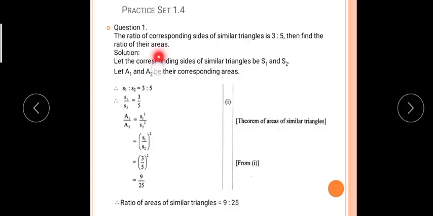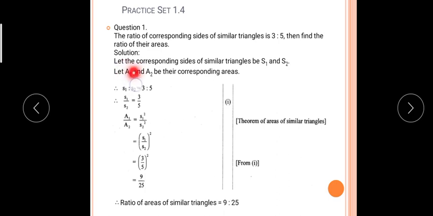Now, see the question number first. The ratio of the corresponding sides of similar triangles is 3:5. Then find the ratio of their areas. Side ratio is given, we have to find the ratio of their area.